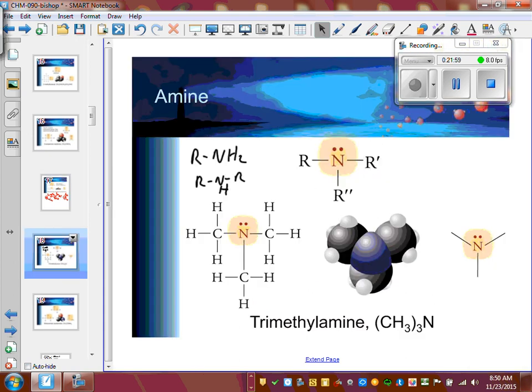Then we have our amines. Amines are derivatives of ammonia. Ammonia is NH3. I can replace one of the H's with an R group, I have an amine. I can replace two of the H's with R groups, I have an amine. I can replace all three H's with an R group, and there's our amines. In this case, this is trimethylamine. Remember, this is a primary amine, a secondary amine, and a tertiary amine. Primary means I have one substituent, secondary I have two, tertiary I have three.